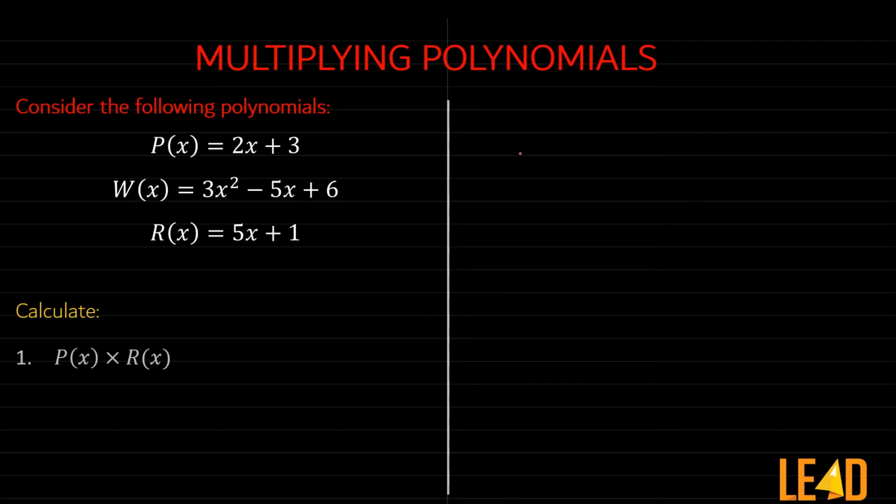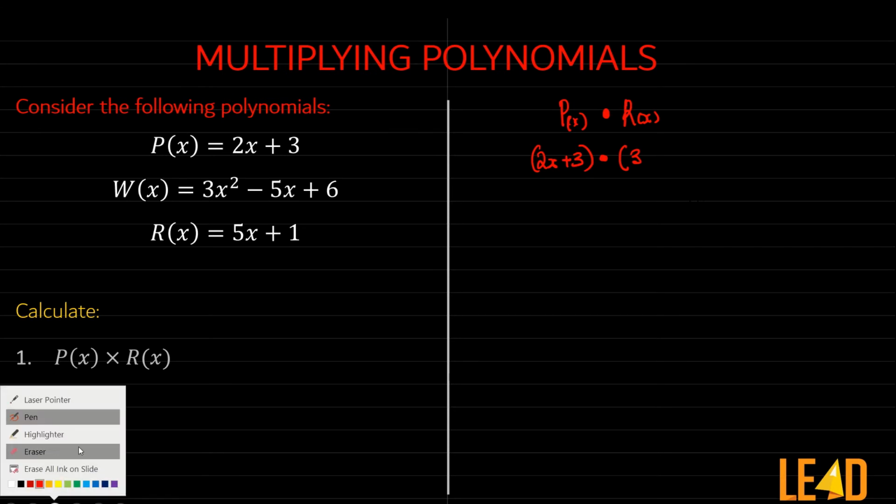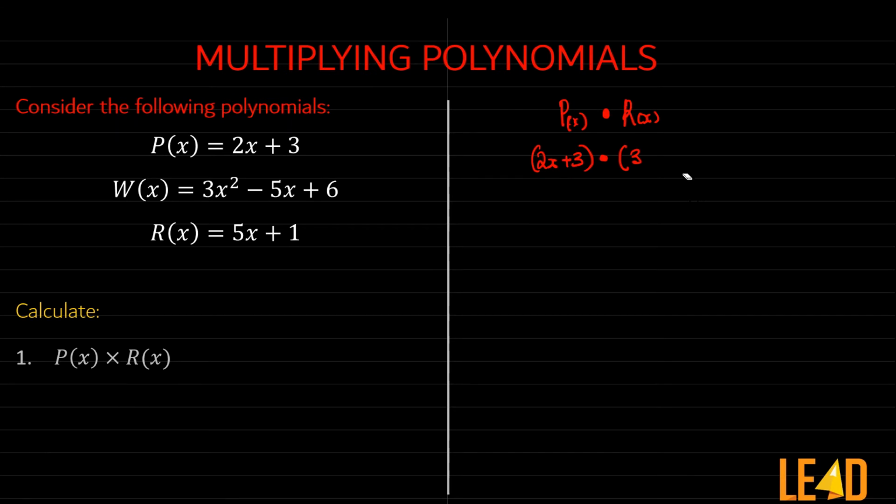We have p of x times r of x. So let me write that out here. We have p of x multiplying r of x. That would be 2x plus 3 multiplying 5x plus 1.